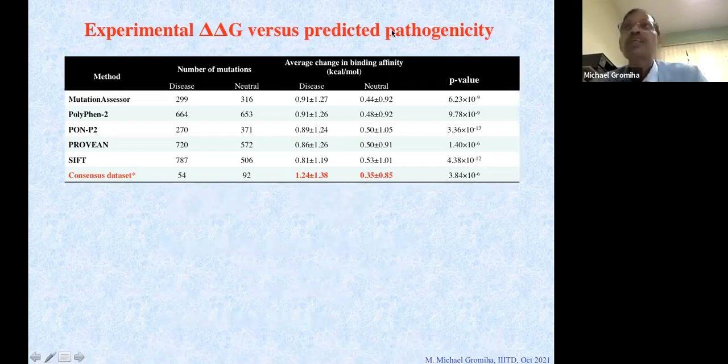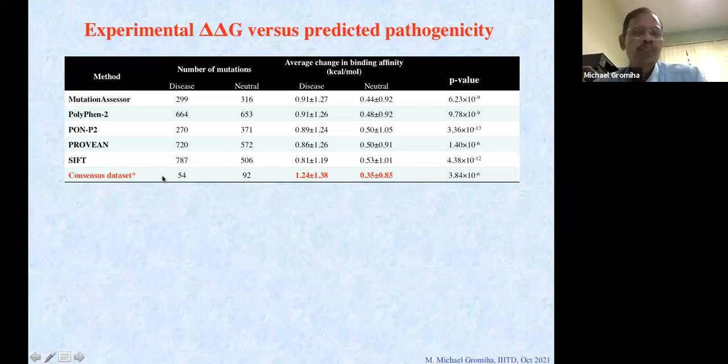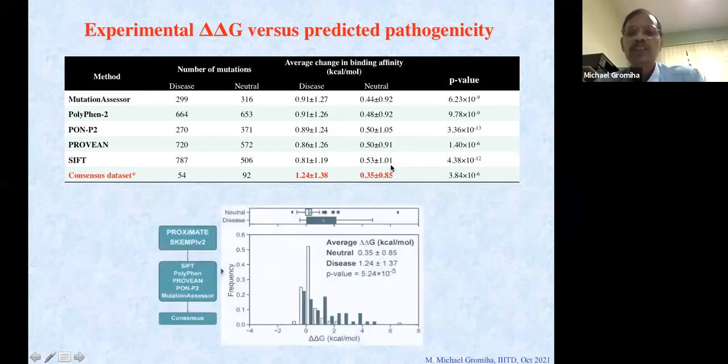Now we did the experimental binding affinity versus predicted pathogenicity. Here we took the experimental values from the database, and we predicted the pathogenicity with different methods like MutationTaster, PolyPhen, PROVEAN, SIFT and so on. It's a consensus data set. If you see here, for the disease causing mutation it is 1.24, but in the case of neutral it is just 0.35. This is the average change in binding affinity. That means the change in binding affinity is very high in disease causing mutations compared to neutral mutations. Here I show the distribution.